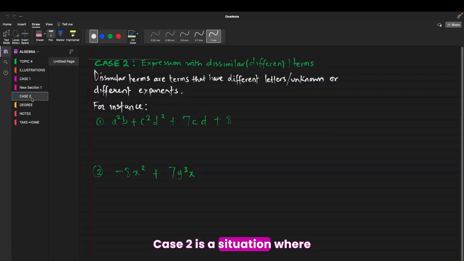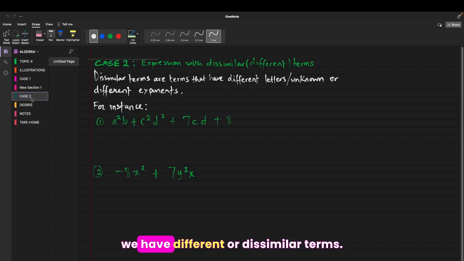Case 2 is a situation where we have different or dissimilar terms. So dissimilar is really nothing but the opposite of similar, and it's just a fancy word for different. So the expressions in this case are different. Let's see how we would treat this.